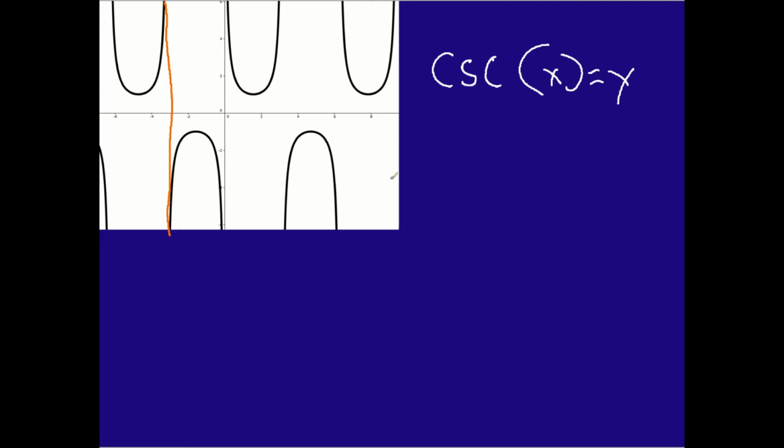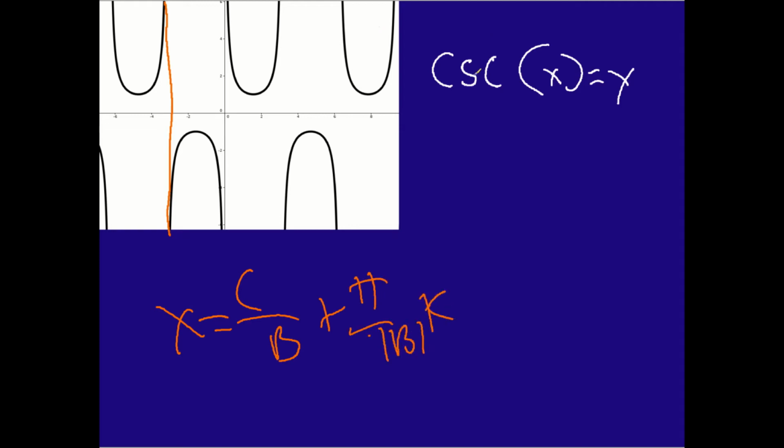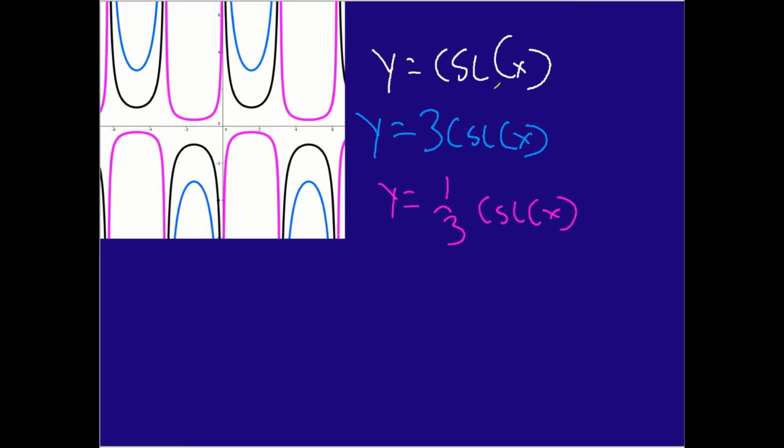Now, if you're really curious, the asymptotes can be calculated by using x equals c over b plus pi over the absolute value of b times k, if you will. That's how you do that. But like I said, this is the basic cosecant where there's no manipulation of the a, b, c, or d term. They're all basically set to either 0 or 1. And that's how it behaves. Let's move to the next one.